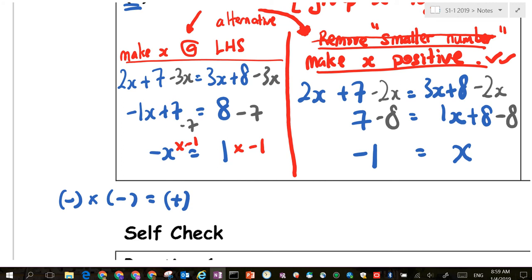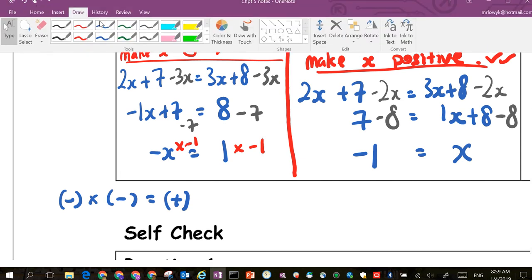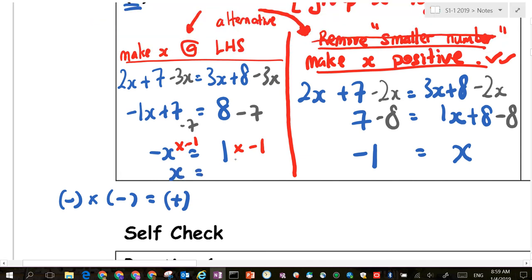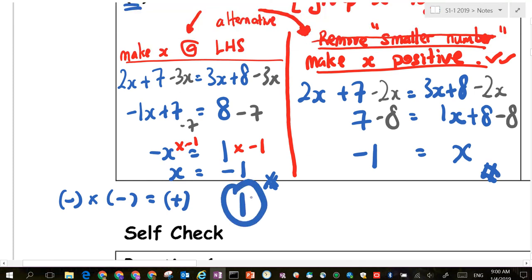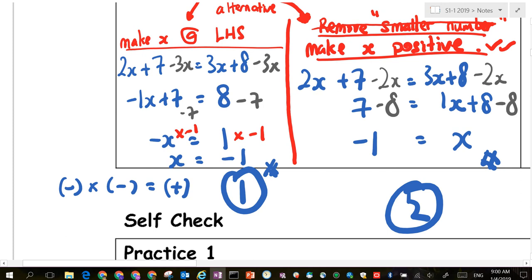What is 1 times minus 1? Minus 1. Question, are these two the same? Answer is yes. Now, if I call this method 1 and I call this method 2, can you show me your fingers? Which one do you prefer, method 1 or 2? Some fingers? 2. Okay, good. So if you don't understand this one, never mind. We all stick to this, okay? Now let's try.